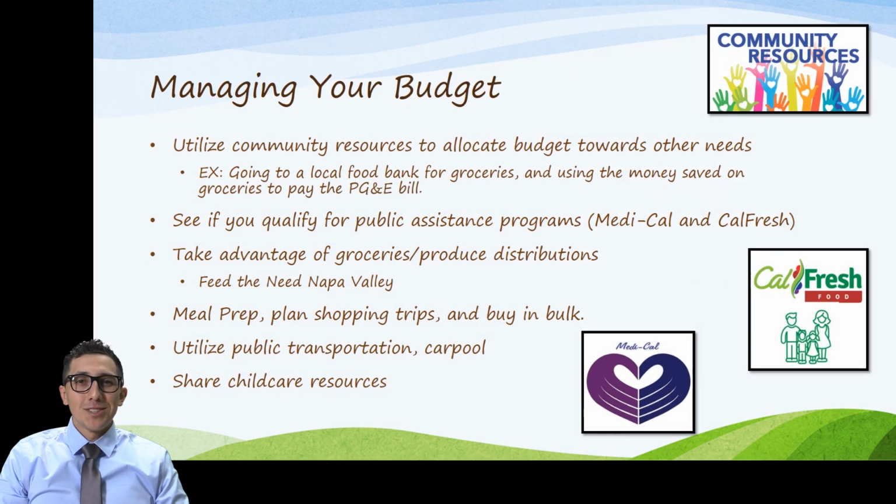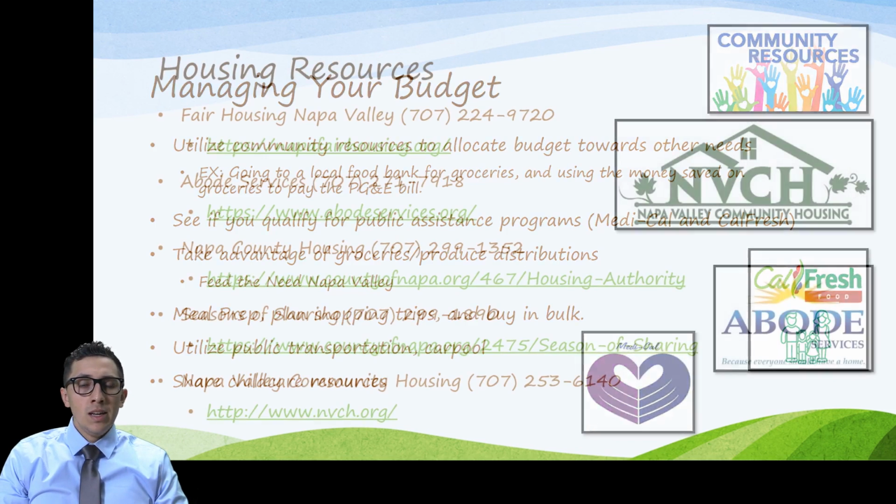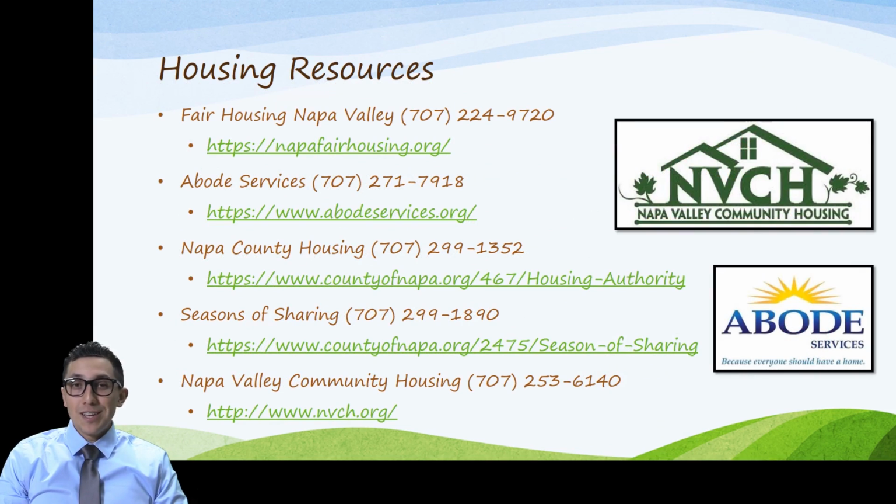Utilizing community resources can help you allocate funds towards other needs. For example, going to a local food bank for groceries and using the money saved on groceries to pay the PG&E bill. Also, apply for public assistance programs like CalFresh and Medi-Cal. Try to meal prep as well to avoid eating out and share childcare resources with others. Here are some local housing resources that you can utilize.